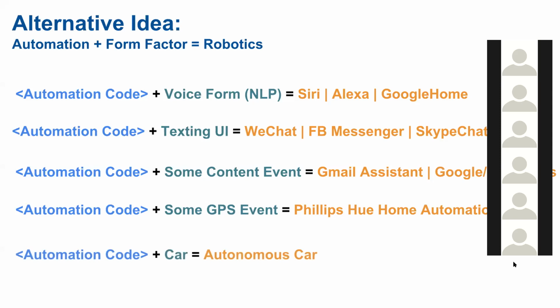And then finally, we have automation code plus car. That's an example of an autonomous system. So at the end of the day, what I was trying to convey was automation is software, and the form factor is the interaction realization, or nothing but the interaction form factor as such, and together that's robotics.